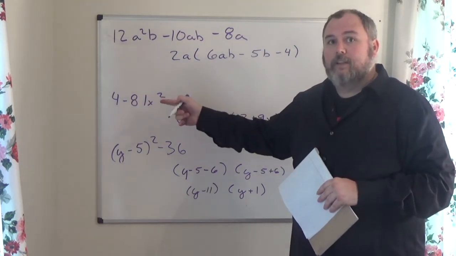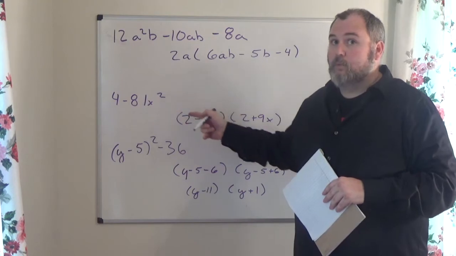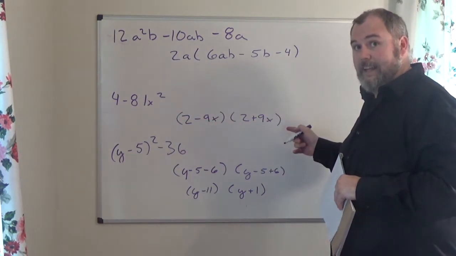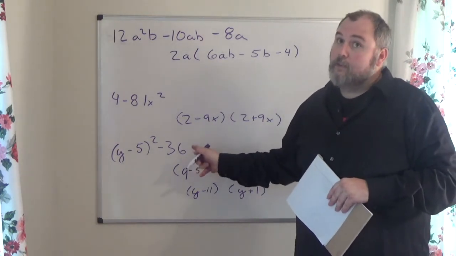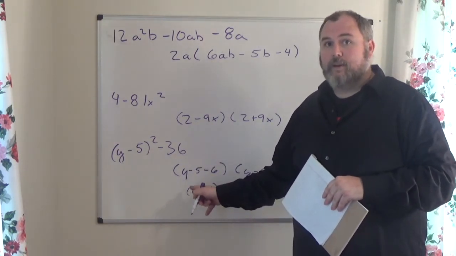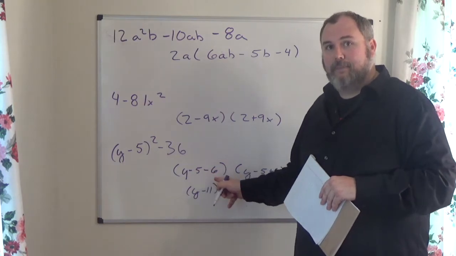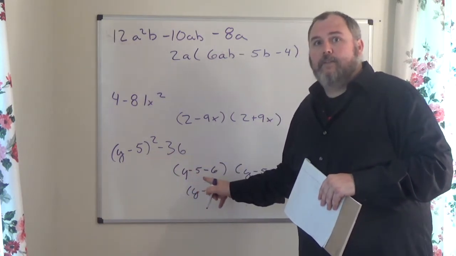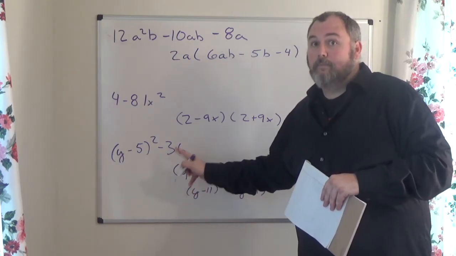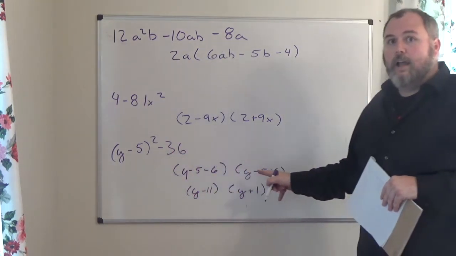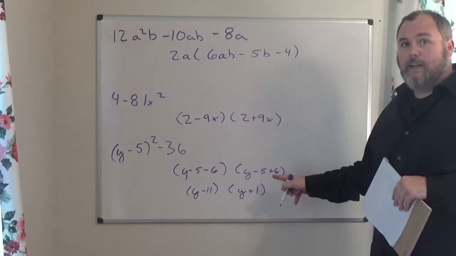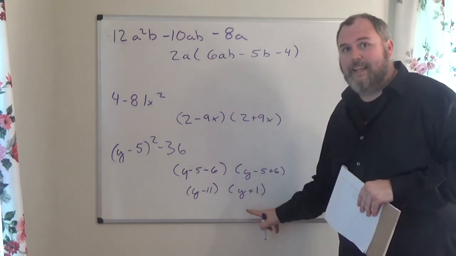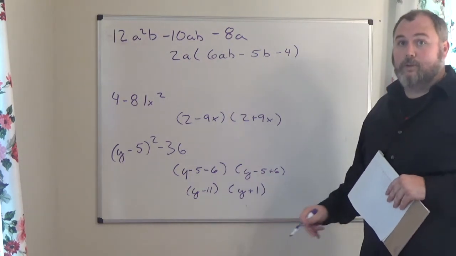Alright, the next one, this is a special product rule, which when we break down gives us 2 minus 9x times 2 plus 9x. Again, another special product rule where we can break it out to y minus 5 minus 6, because the y minus 5 is our a term and the 6 will become our b term, times y minus 5 plus 6. When we simplify this, we should have got y minus 11 times y plus 1.